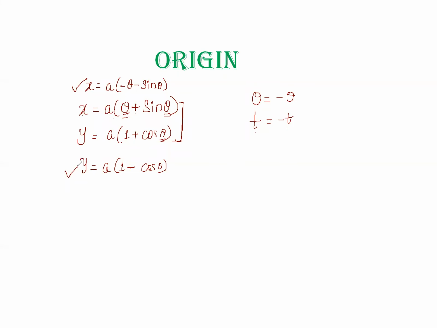Do you understand that? Hello? Yes, ma'am. How to get the symmetry of parametric curve? Just replace theta by minus theta in given equations. So sine theta becomes minus sine theta, cos theta remains as it is. That's why we are saying that y is even and x is odd. Got it?